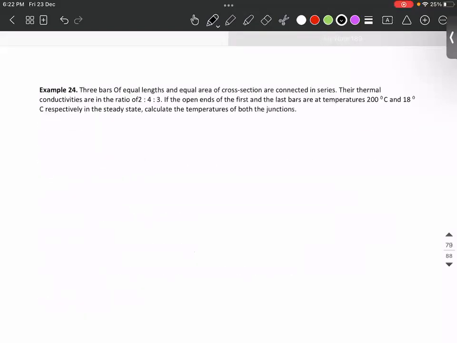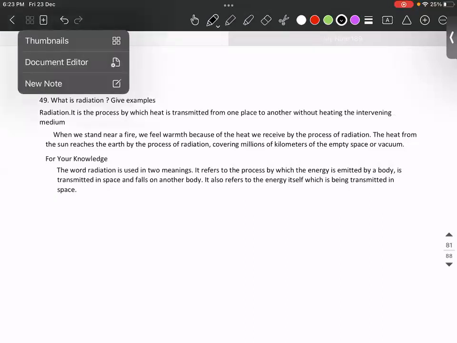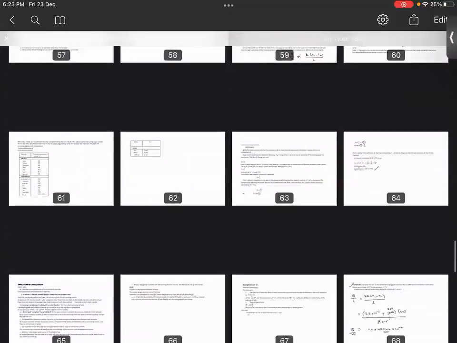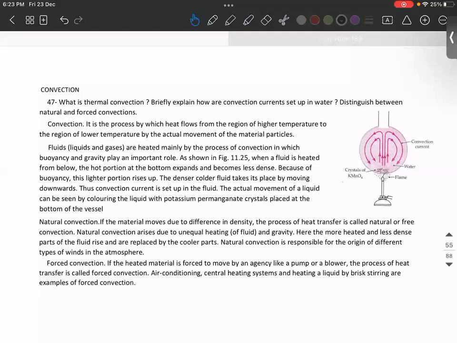Okay, I'm not getting into those details. Did we discuss convection, what is the theory behind it? We saw an experiment, that's okay. For convection, there is a small explanation. What happens in convection? It is a process by which heat flows from the region of higher temperature to a region of lower temperature. That is a natural flow, that is obvious, right? By actual movement of particles itself. You saw the paper itself got raised. The actual movement was there.